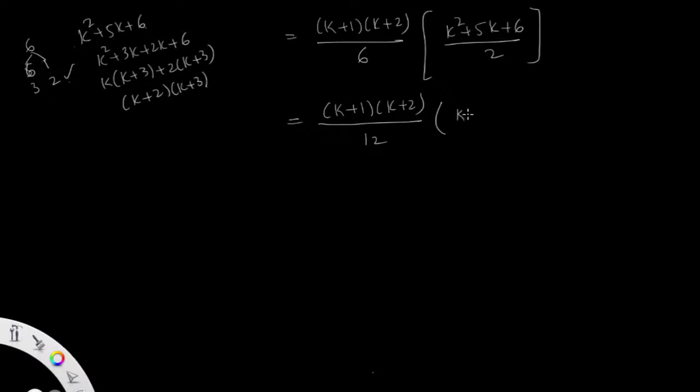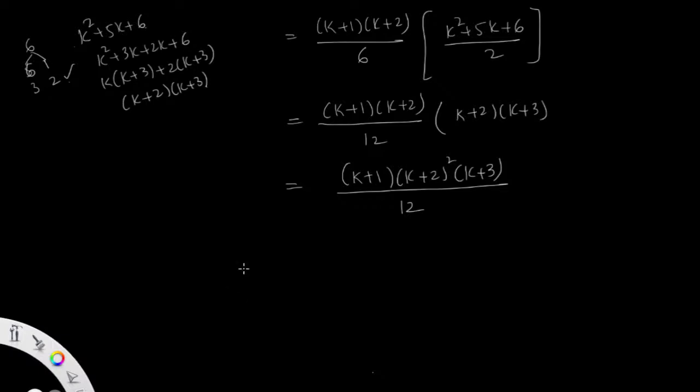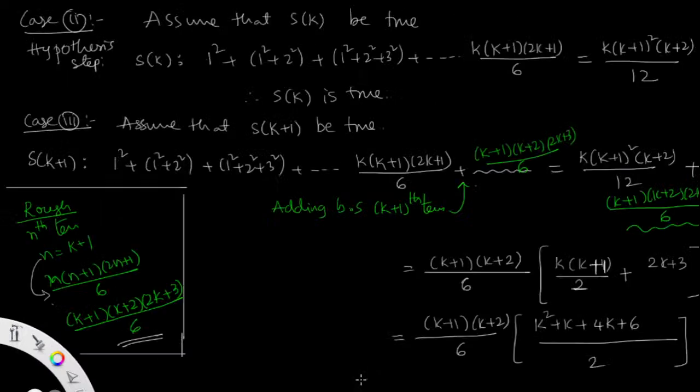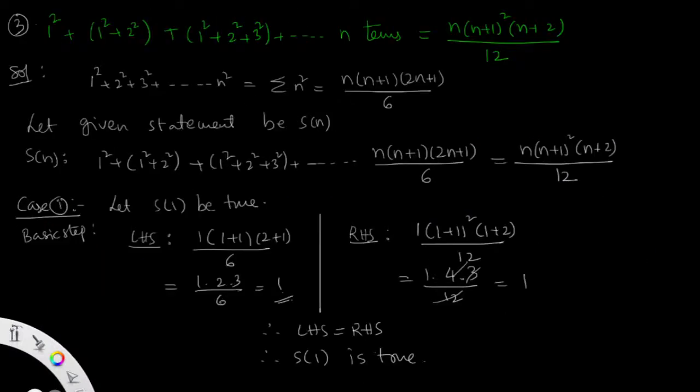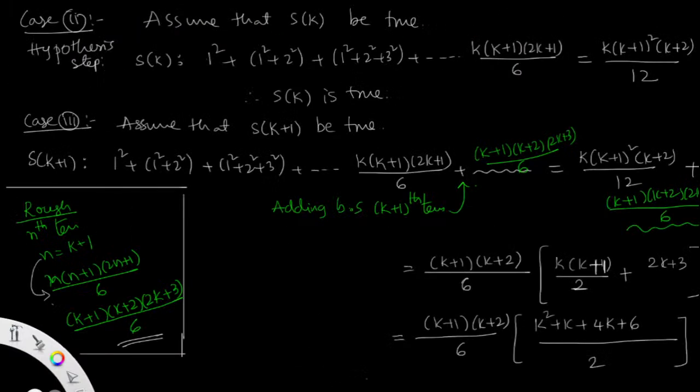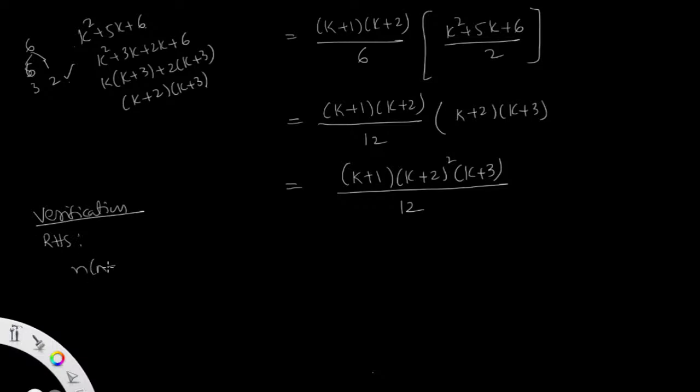Just doing the factorization, k plus 2 into k plus 3. Now write down k plus 2 into k plus 3 for the value of k square plus 5k plus 6. Now simplify again: k plus 1 into k plus 2 whole square into k plus 3 divided by 12. Therefore, is it true or not? Doing the verification. Verification is nothing but taking the RHS, n into n plus 1 whole square into n plus 2 by 12.